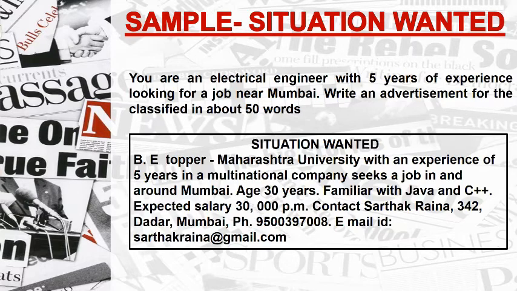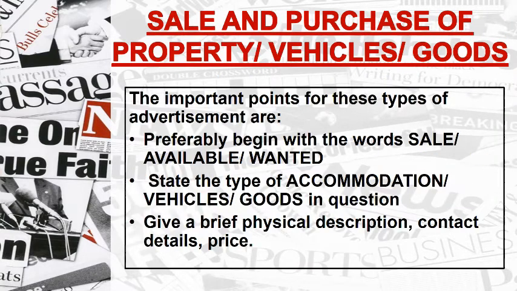After that, the experience, then age, your qualities or your speciality is given over here, that you're familiar with Java and C++, then the expected salary, and then contact address, email ID and phone number. Next category, sale and purchase of property, vehicles or goods.